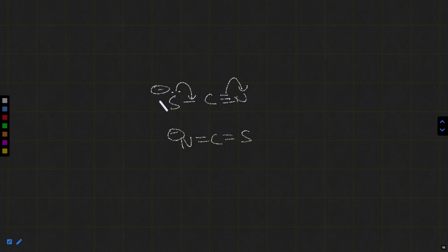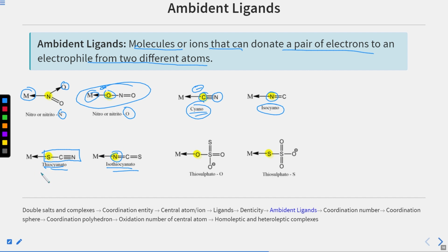Okay, clear? Next is thiosulfato, thiosulfato S and thiosulfato O. So similarly, if sulfur is the donating atom, then it is termed as thiosulfato S, and if oxygen is the donating atom, then it is termed as thiosulfato O. Again, these both are resonance structures of each other.